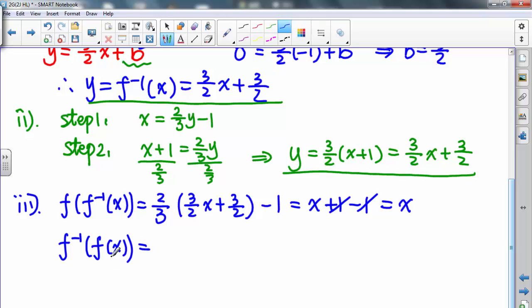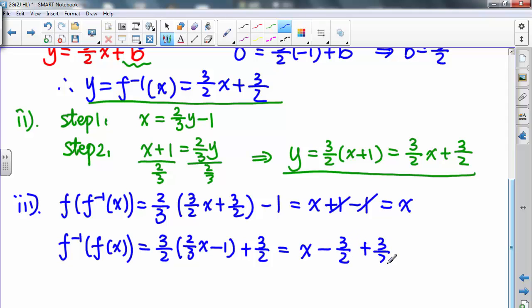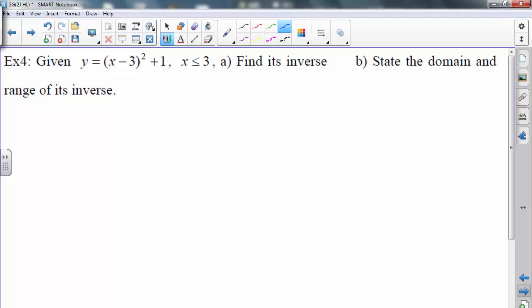The second one is f inverse of f of x. We plug f of x into the inverse. So it's 3 over 2 times brackets 2/3 x minus 1, plus 3 over 2. Let's open the brackets here. 3 over 2 times 2/3, that's 1x, minus 3 over 2 times 1 is 3 over 2, plus 3 over 2. Cancel out these 2. It's still x. Okay. Here, through this example, we confirm the conclusion we drew in example 1 again.